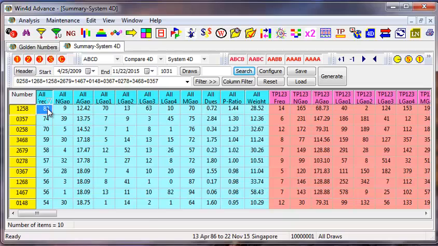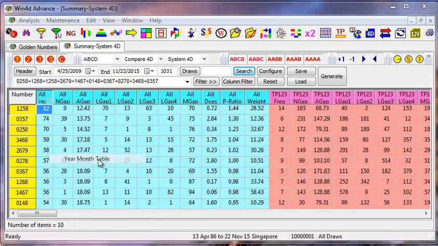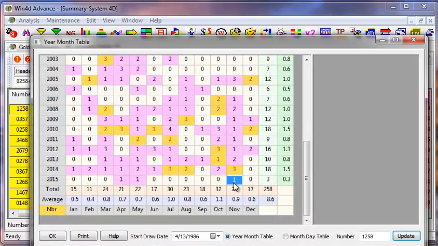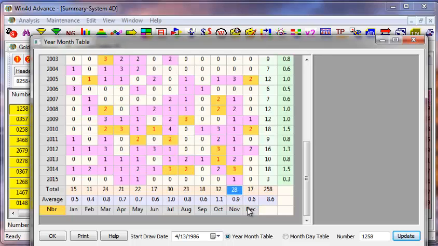Now, when I say season, it means that all these 10 sets of numbers are the most frequent numbers that appear in the month of November. Now we go according to the highest down. First set is 1258. Now what I mean by seasons, you can see under the year month tables itself.